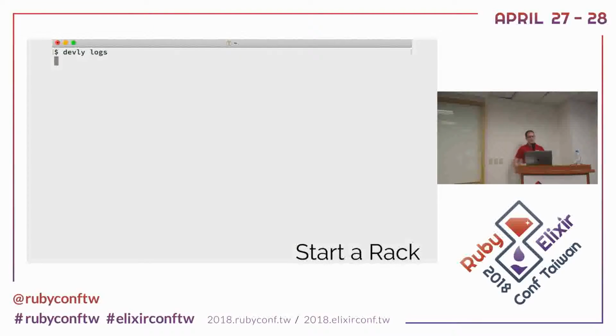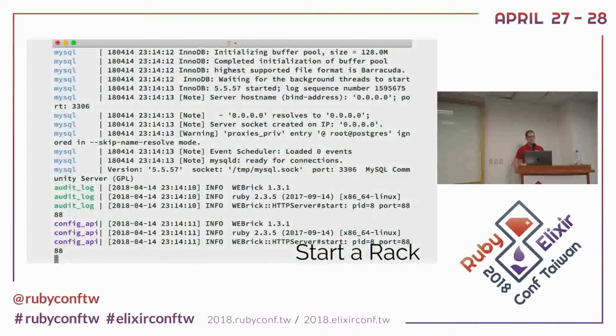We can view the logs for this rack by running Devly logs. This command will continue to follow any new logs until we exit with Control-C. Since everything seems to have started for real, let's try out the configuration service by switching to the browser.